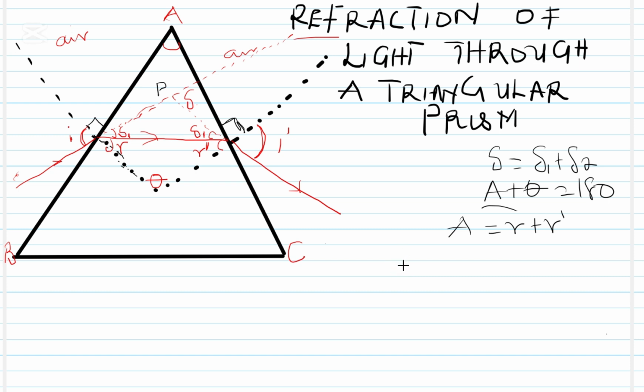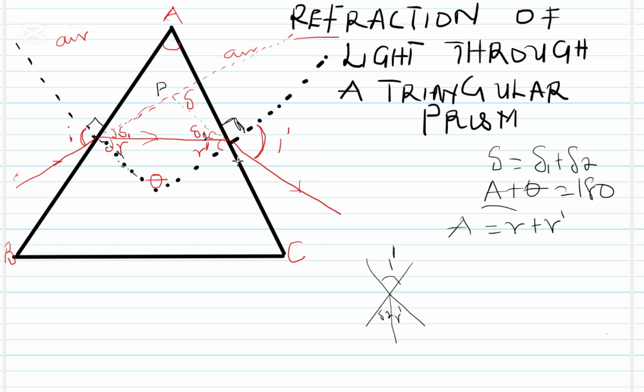So we have something like this. This one right here can be seen as our angle of emergence, which is our I prime. And here we have our delta 2. And then we have our R prime, right?